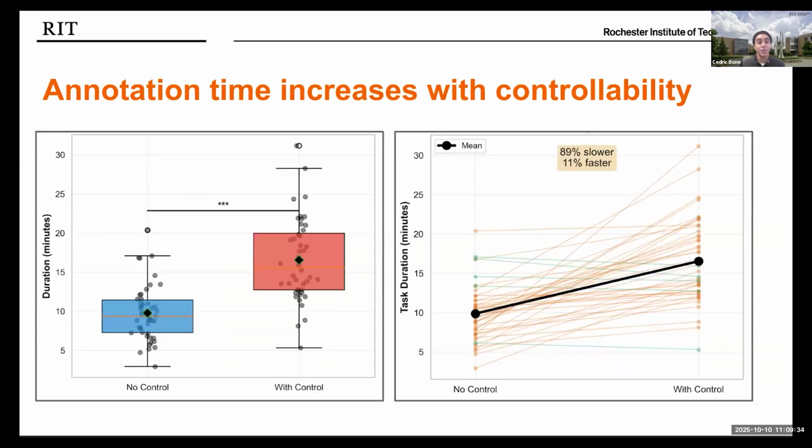We also found that annotation time increases with controllability. Tasks took an average of 6.7 minutes longer with controllability than without it, and this effect was very significant. You can see on the spaghetti plot on the right that the vast majority of the participants are taking a lot longer with control than without it. So users spend substantially more time balancing annotations with parameter decisions.